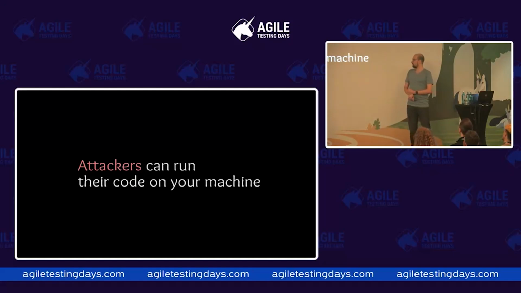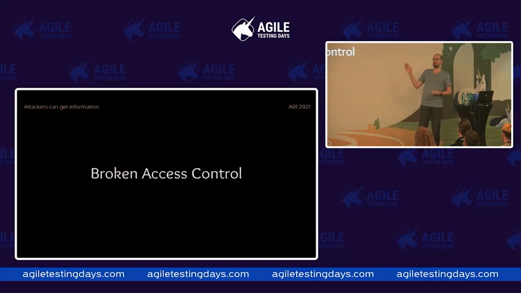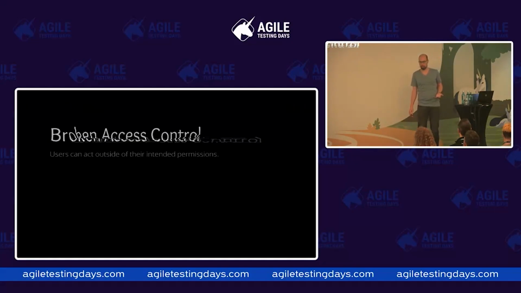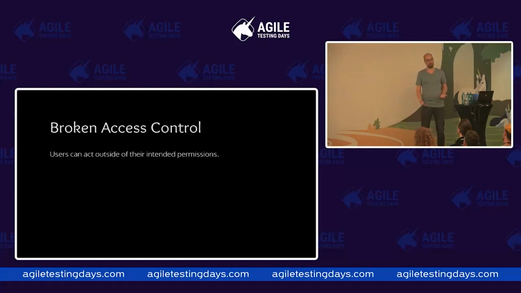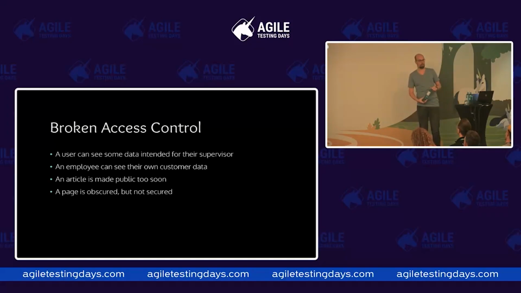That is attackers running code on your machine. How about them getting information? Starting with the number 1 in the list, it is broken access control. This is about users that can act outside of their intended permissions for whatever reason. For example, a user can see data intended for their supervisor. An employee can see their own customer data. An article is made public too soon. I would never do that. Our page is obscured but not secured. If you know the URL, you can get to it, but the URL is not posted. And much, much more.